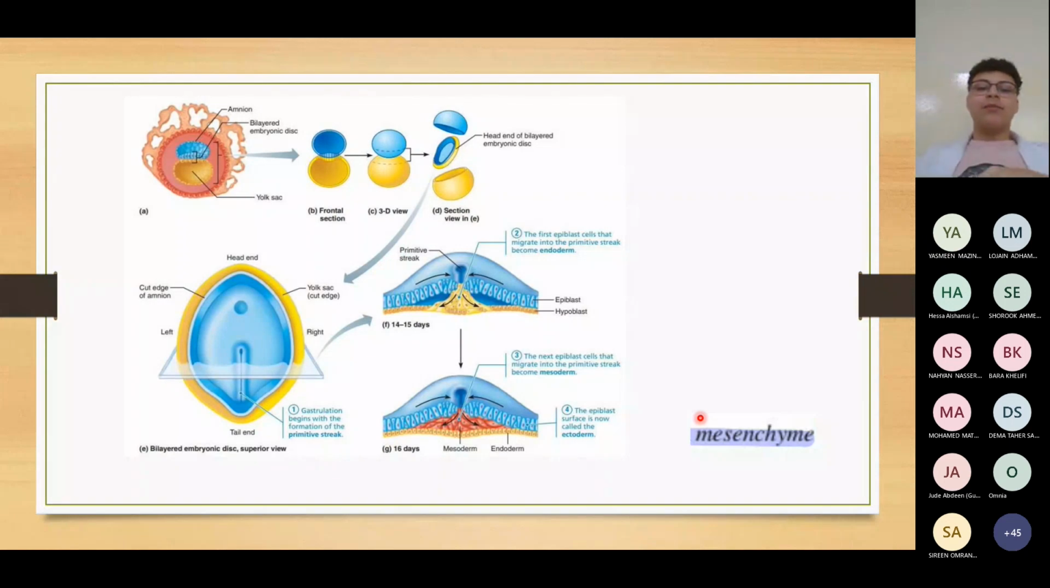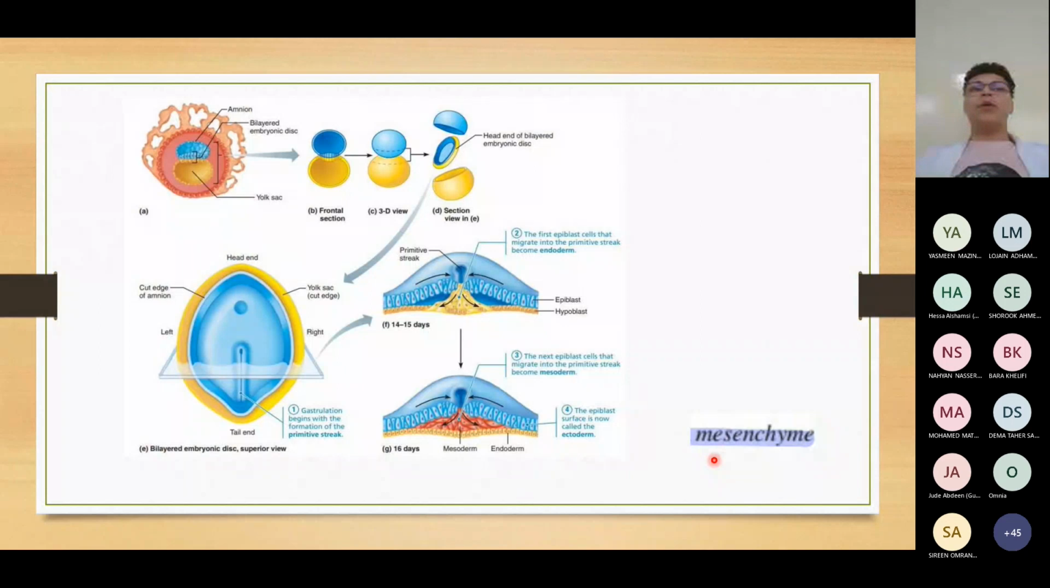These are the cells that make up the mesoderm, okay? It was one of the MCQ questions that was asked. So remember, mesenchyme, just remember from the M, mesoderm, okay? Mesenchyme, they have both M's in the beginning, so just remember that, okay? Now we want to start to form the organs from the ectoderm, from the endoderm, from the mesoderm.